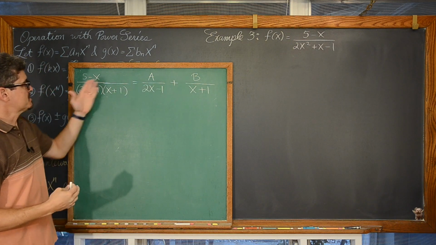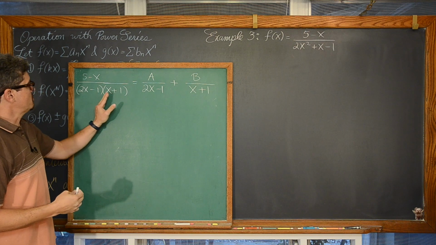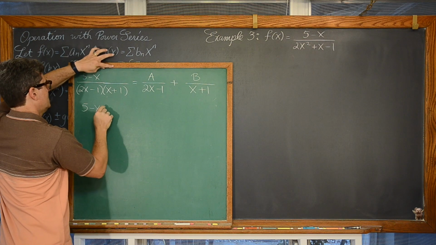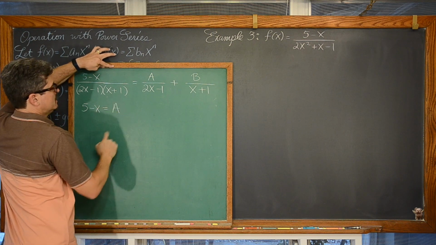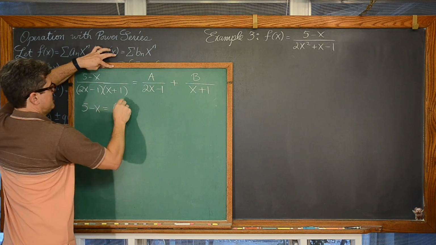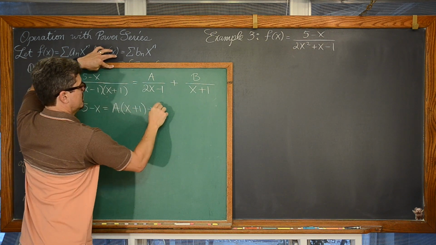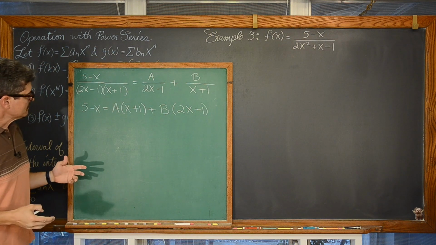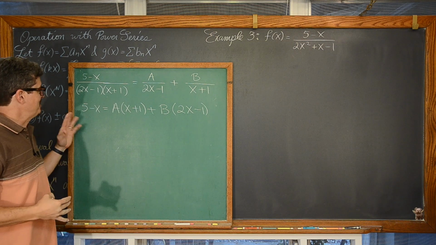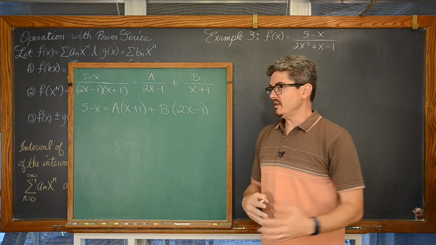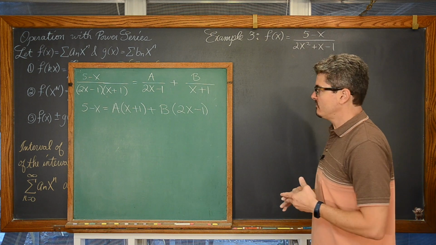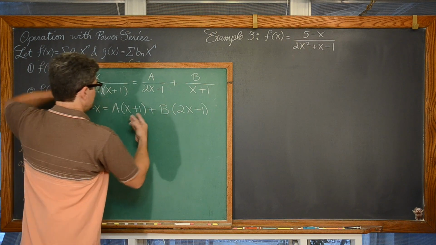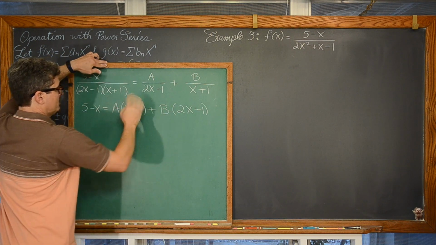We're going to multiply both sides of this equation by 2x minus 1 times x plus 1, and we're going to have 5 minus x is equal to a times x plus 1, since the 2x minus 1 cancels out, plus b times 2x minus 1. This is effectively an identity. The two sides need to be equal regardless of what x is. So to figure out what a and b are, we're just going to let x equal values that are going to allow one of these two terms to cancel out.